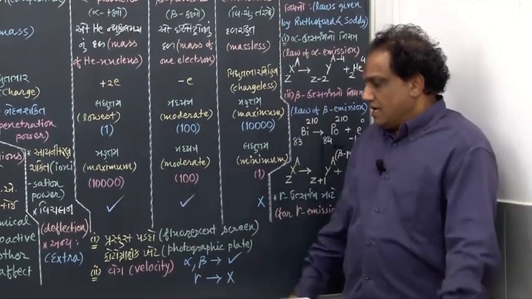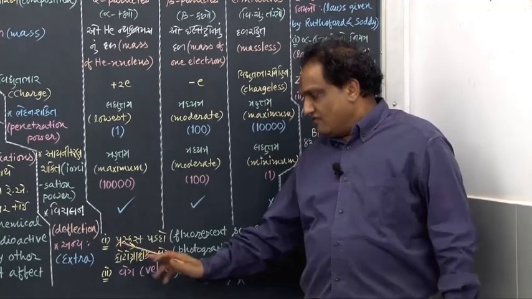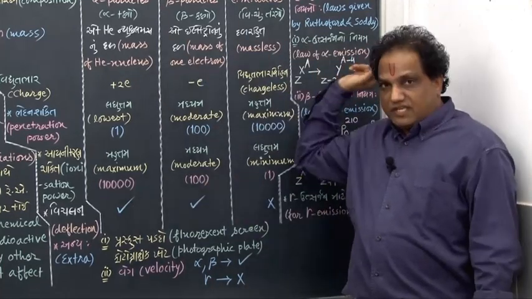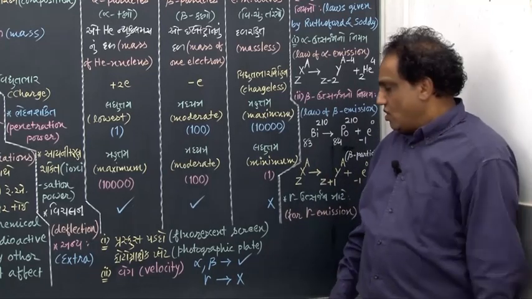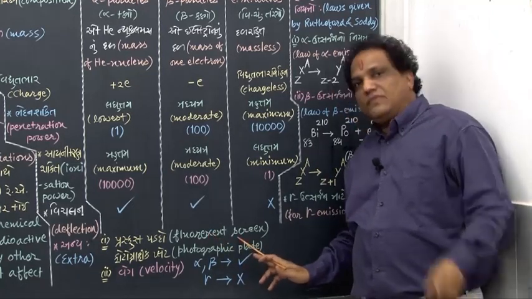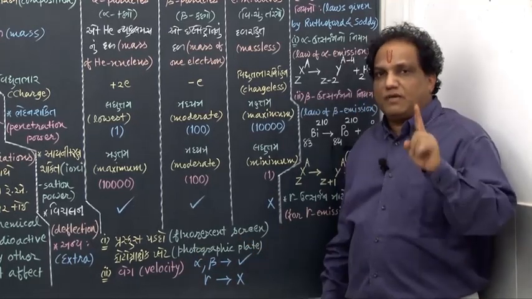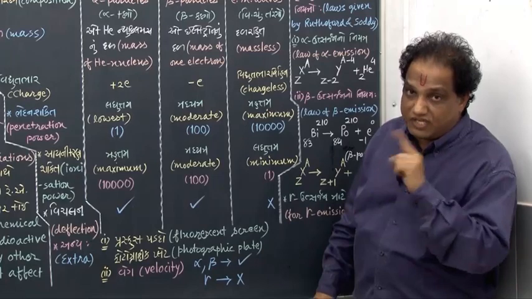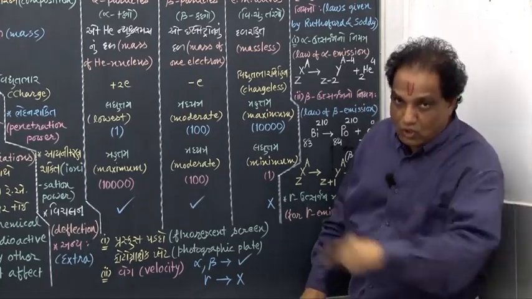Fine. Now let us make note of other two very important points. First, all these radiations, alpha, beta, gamma, all of them produce effect on fluorescent screen. They also affect photographic plate. So there is some effect observed of all these radiations on fluorescent screen also, on photographic plate also.